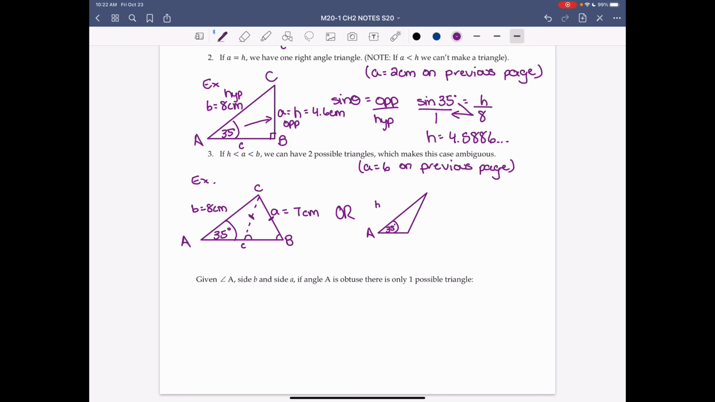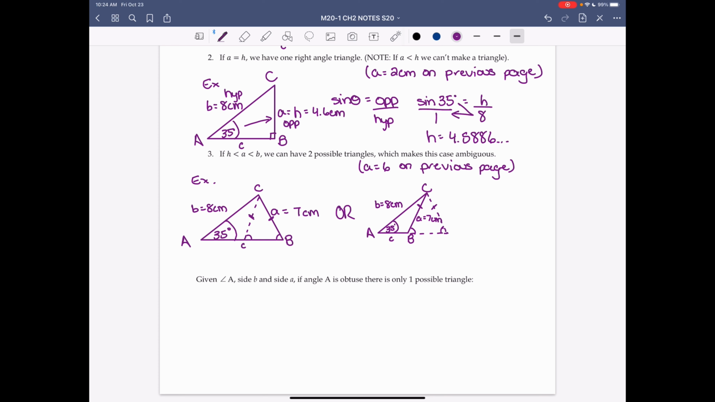Angle A is still 35 degrees. Side B is still 8 centimeters. Side A is still 7 centimeters. We don't know angle C, we don't know side C, and we don't know angle B. And we could draw the dotted line for what it looked like when side A was swung to the right. So it looks like that. And again, that would be an isosceles triangle because our A value doesn't change. So whether side A is swung to the left or to the right, it's still 7 centimeters, which means that these would be the same.